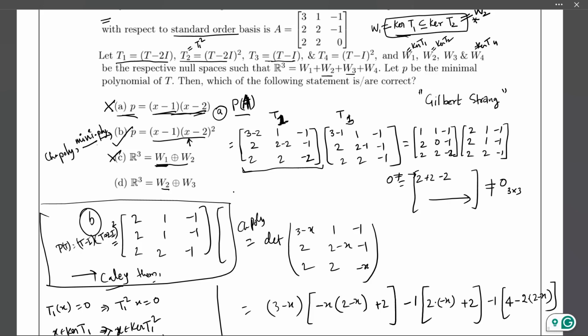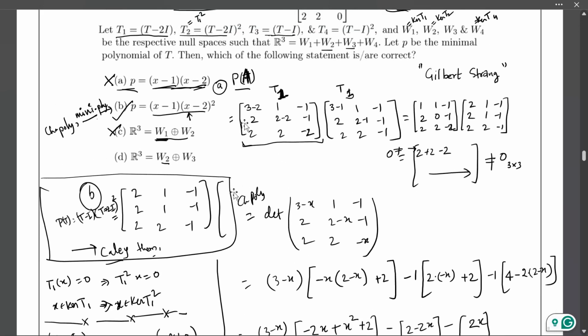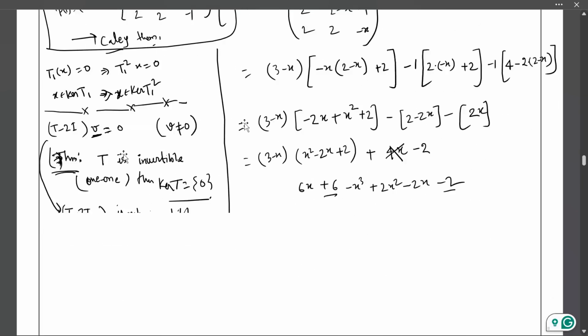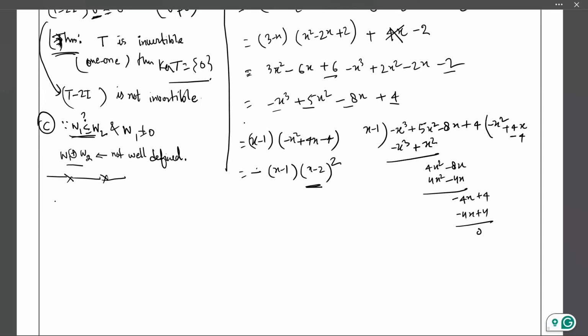Okay. So D seems to be correct because there is no intersection, but we should first understand what the nullity of T2 and the nullity of T3 are. If the sum is 3, then we are done. So this is correct if the sum of nullities is 3, meaning dimension of W2 plus dimension of W3. This is the explanation for D.